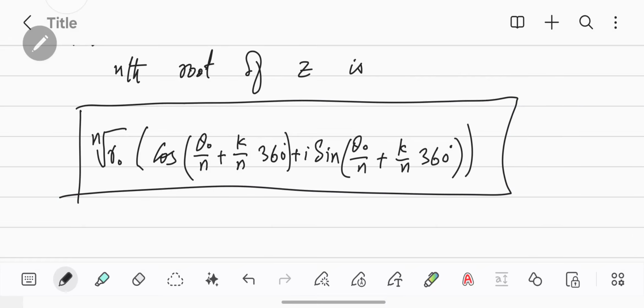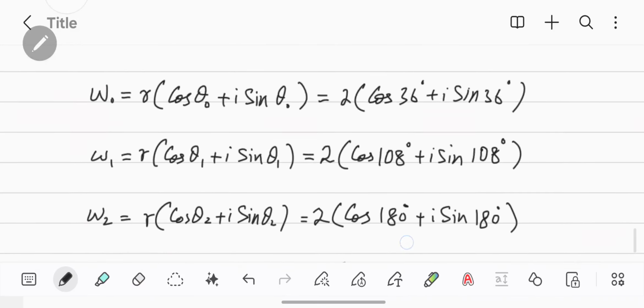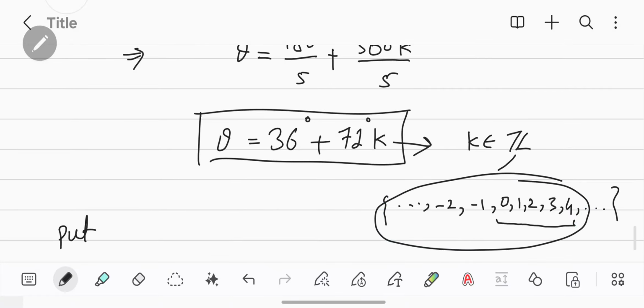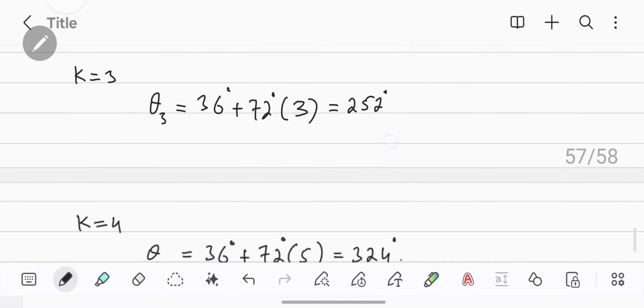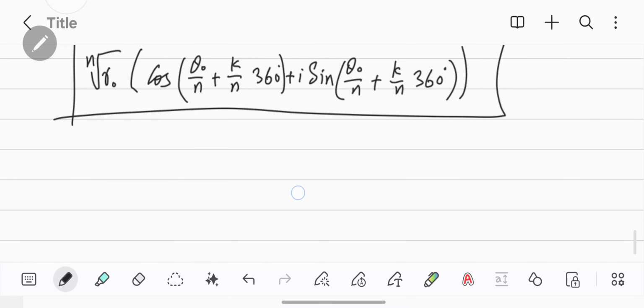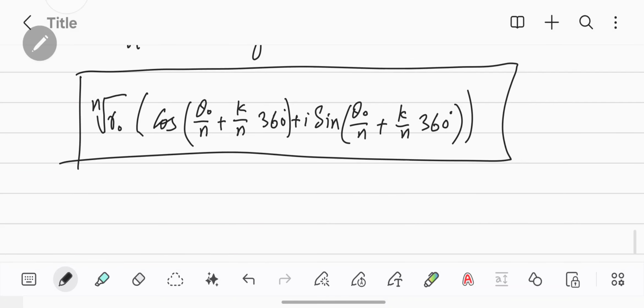In this general formula, you will plug different values of k from the set of integers. From this set, you will plug different values of k so that the angle does not become negative. If you keep on plugging the values of k from 0 to n, then you will be able to find the nth root of any complex number.